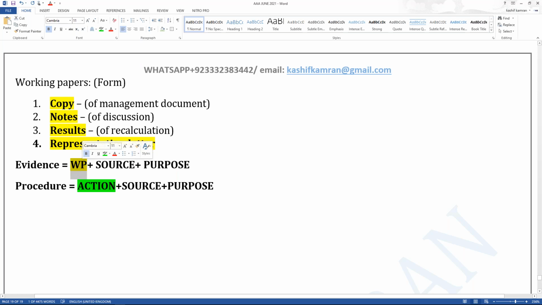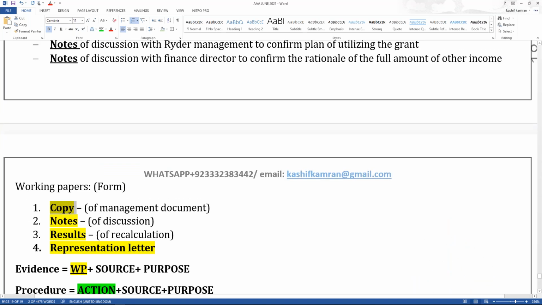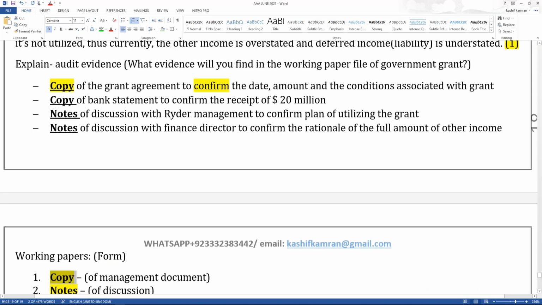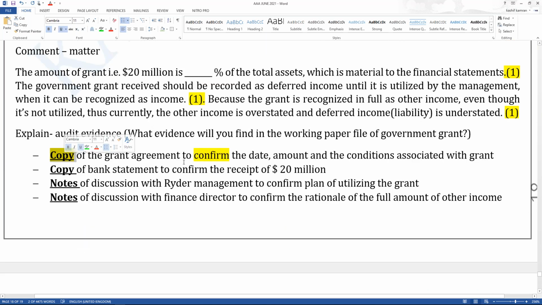So working papers, how many types of working papers are there on my page in front of you? Notes, copy, results, representation. No, working paper is a source. Look at this. Copy is a working paper, right? But copy of what? Copy of the grant agreement, right? The grant agreement is the source. Copy of what? That what is the source. Copy of bank statement. What is the bank statement? The source of which you had a copy.